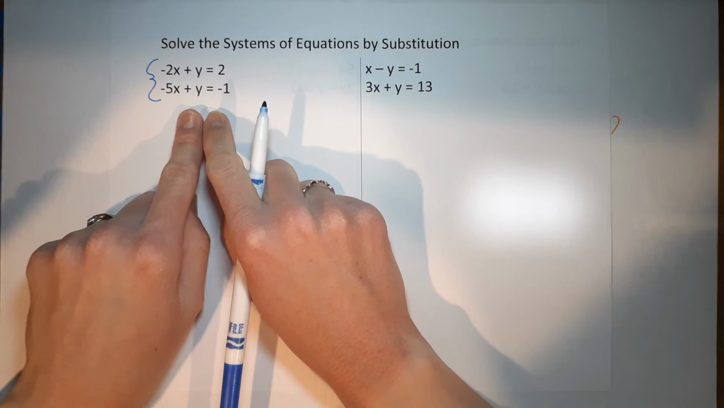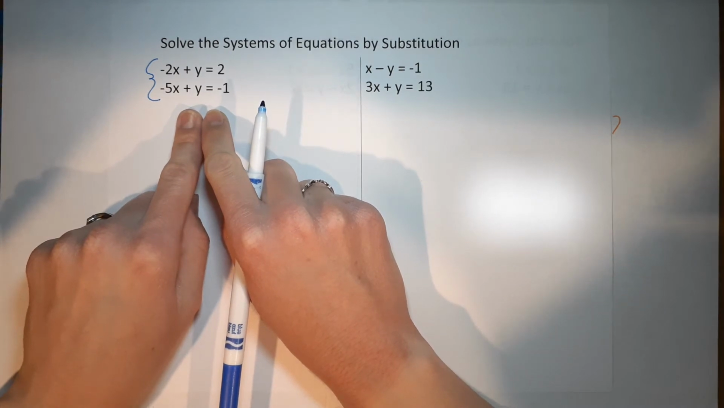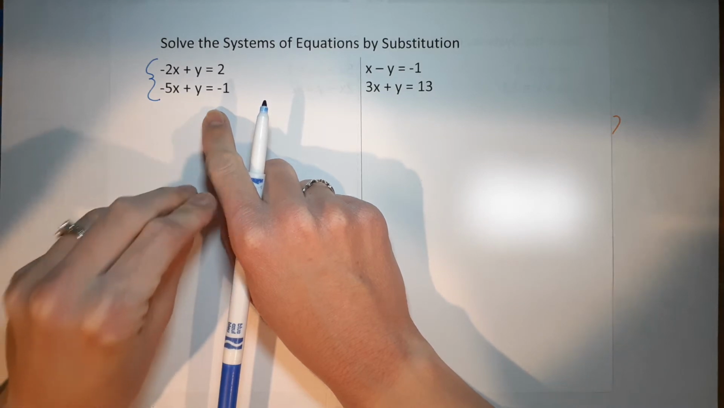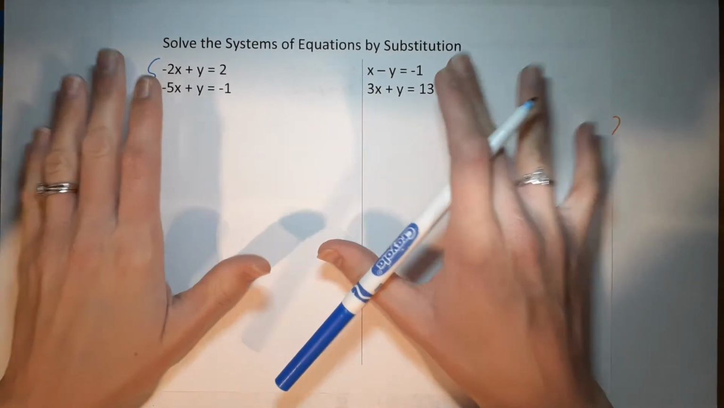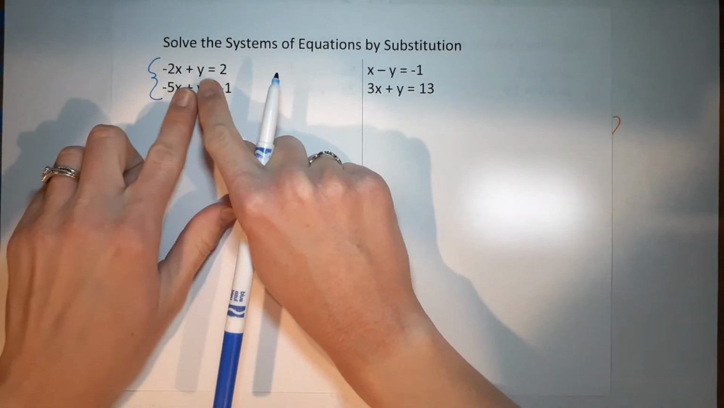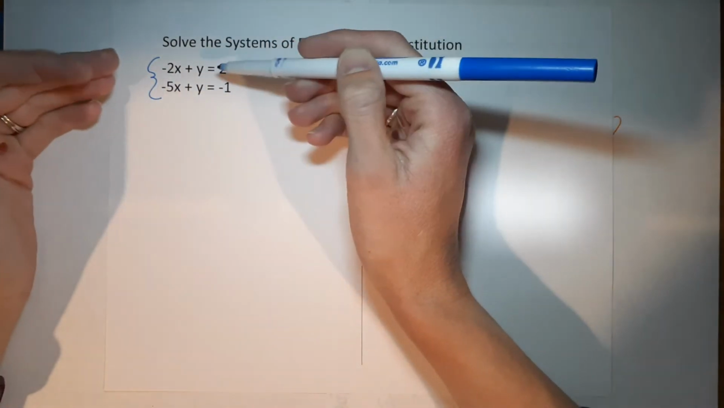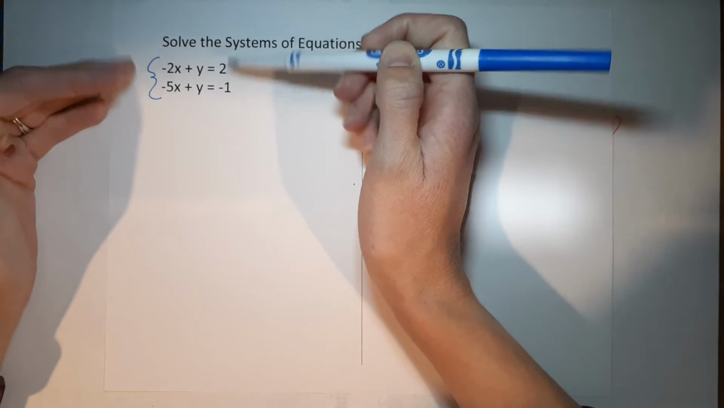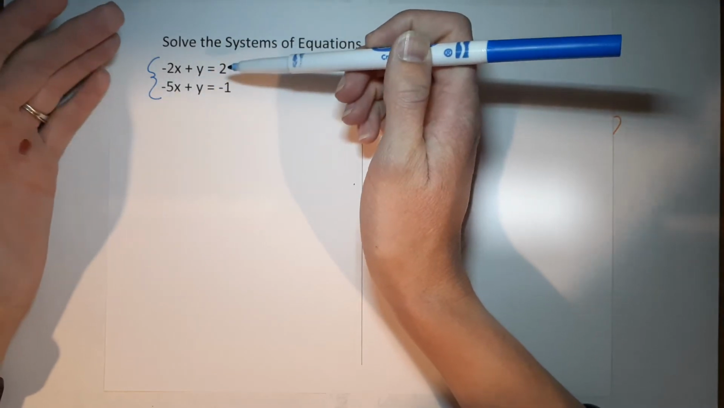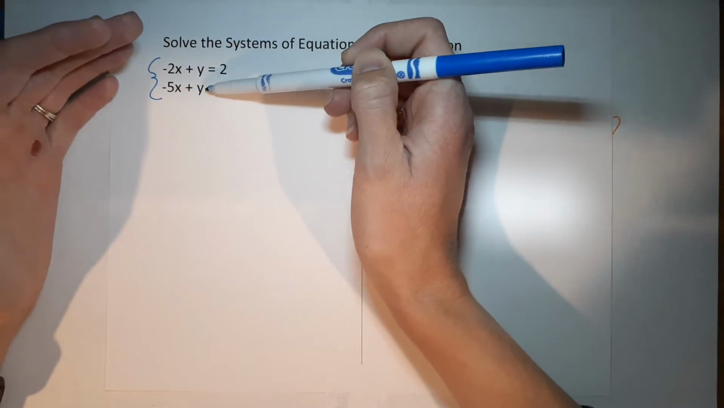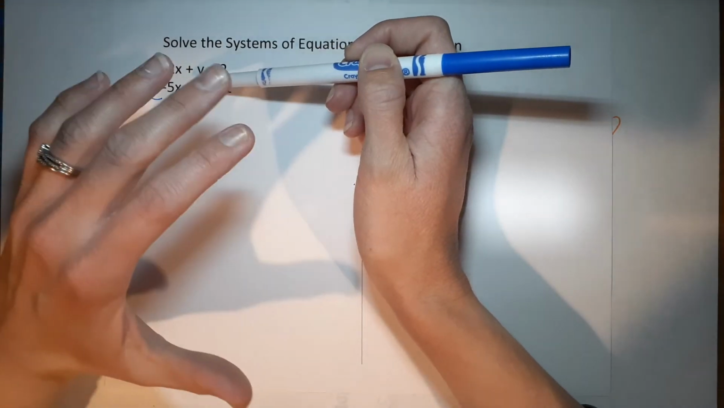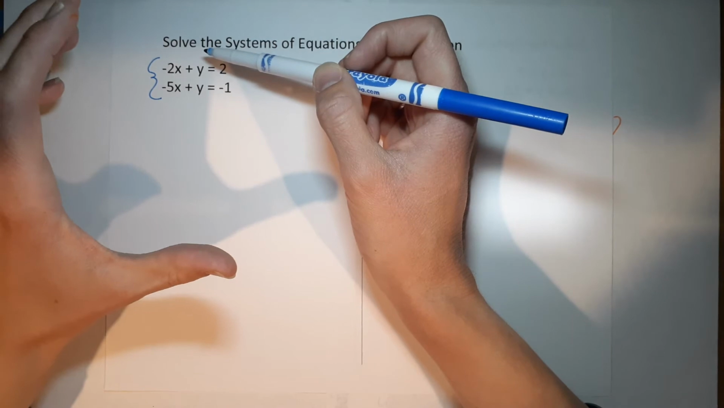Okay, in the past, you may have graphed these to find the answer. That's a great way to do it, but not always the fastest. So somebody came up with this way that works, and we call it substitution. To do substitution, the first thing you do is pick one variable to get by itself. You could do this x, this y, this x, this y. Any of those four, get it by itself.